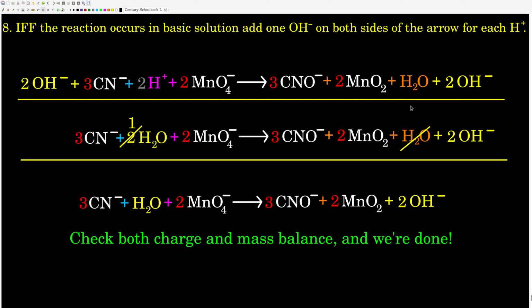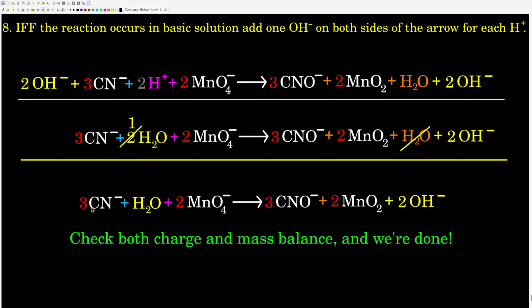Now in this case, we had 1 water on the right, and so this is really step 9. We're canceling out the water. So this 1 water cancels 1 of these, and we have 1 water that's left behind. So then we write that down, and that's our balanced overall equation. But we still have to check mass and charge balance. So let's do that real quick.